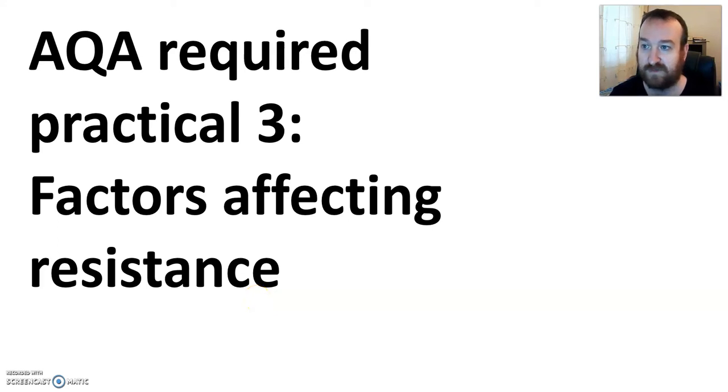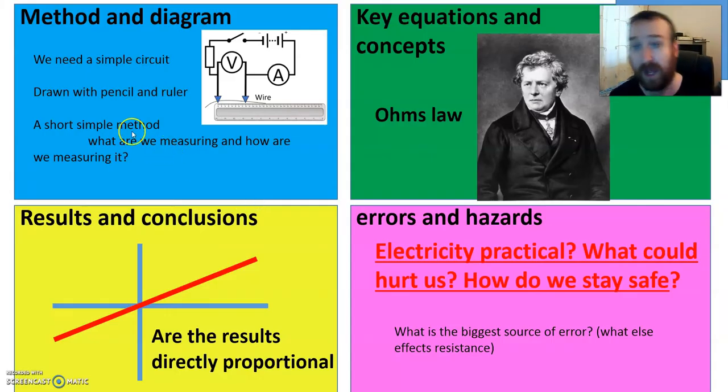Okay, this video is for the AQA Required Practical 3, Factors that Affect Resistance. It's going to be focusing on how the length of a wire affects its total resistance. Okay, so you'll need to have some idea of a method and a diagram.